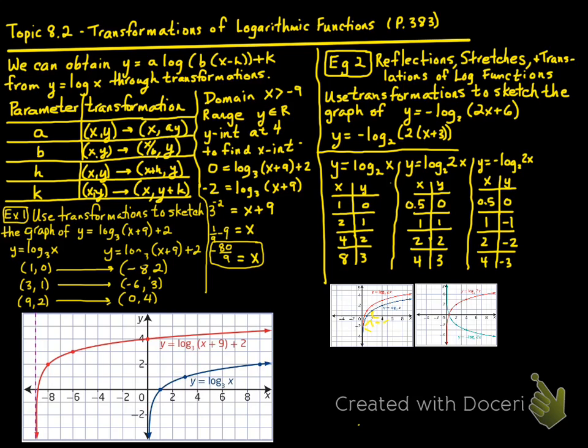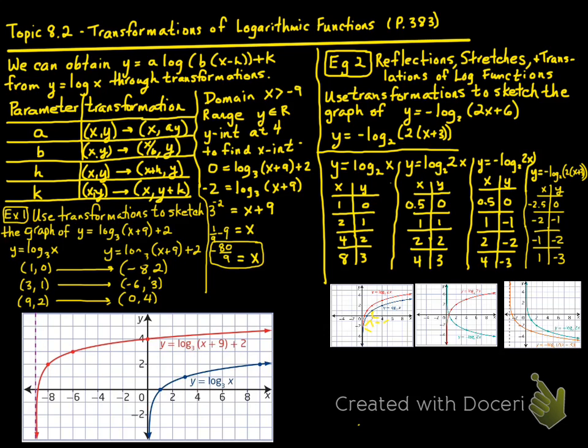And lastly, there's going to be a shift of 6 units to the left. So that's going to be 6 units, 3 units. Pardon me, because we've already factored out the 2. So we get negative 2.5, 0, negative 2, negative 1, negative 1, negative 2, and 1, negative 3.